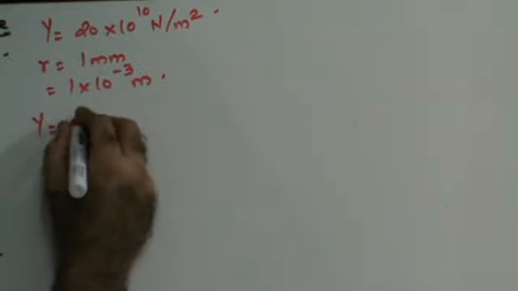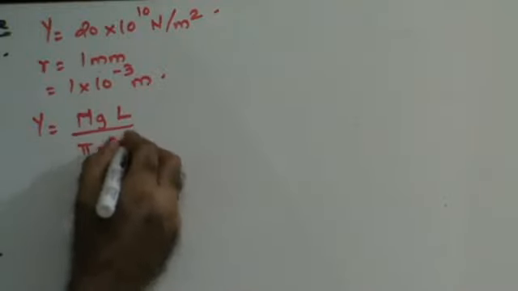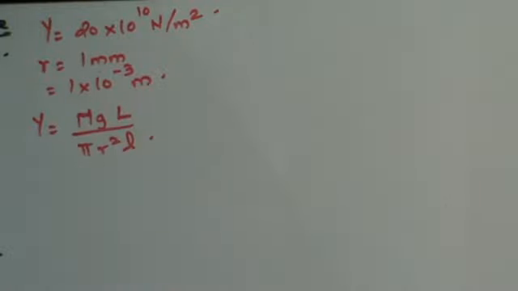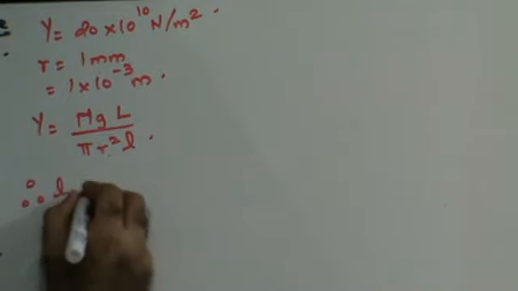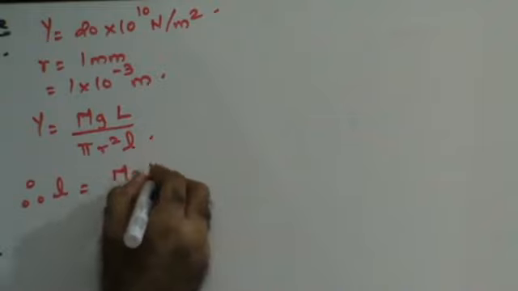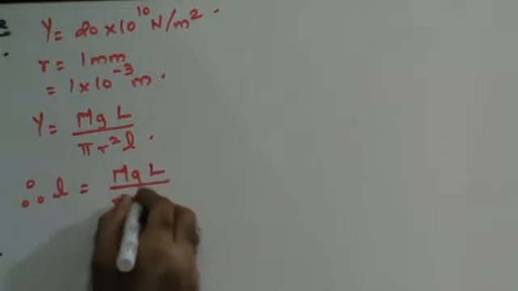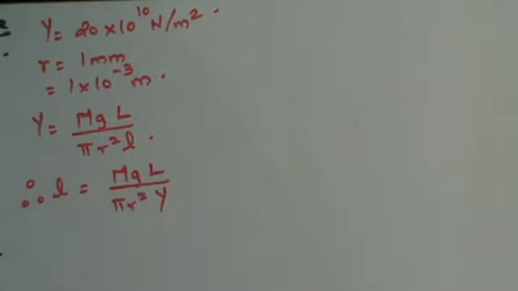Young's modulus is nothing but mgl upon pi r square L. I know the mass, g I know, length of the wire is given to you, radius is known, extension you have to find out. Young's modulus is given to you. Therefore, I can say L, extension is nothing but mgl upon pi r square Y. Okay, that was the first part of the question.